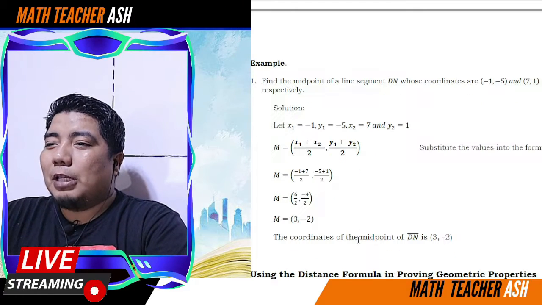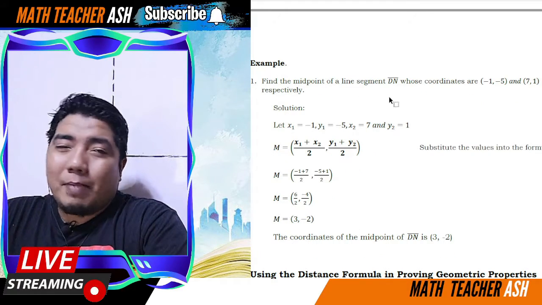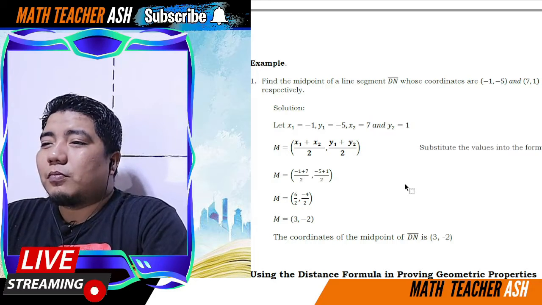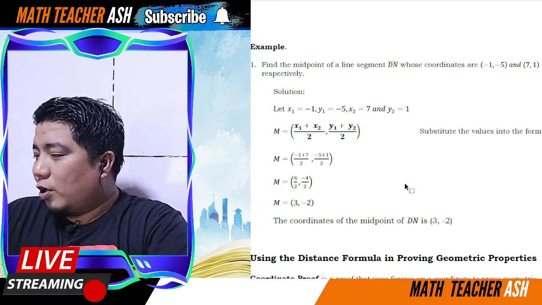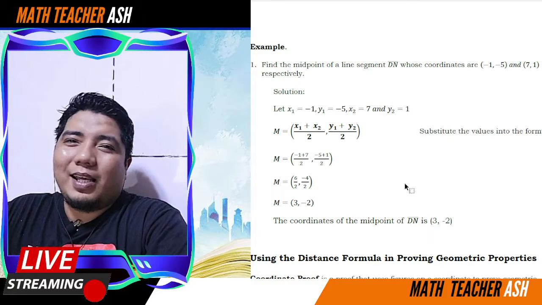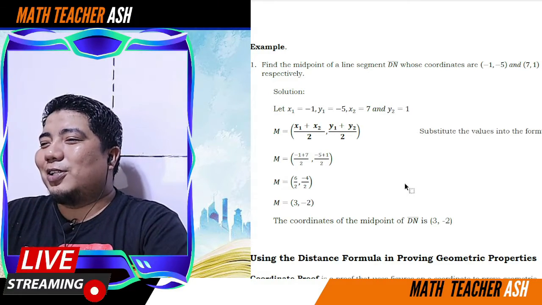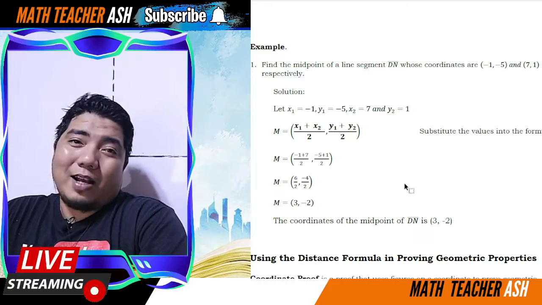So now, the midpoint of our segment DN is located at 3, -2. Easy, right? It's really easy, my dear math learners. Alright. So, that's how easy it is, my dear.